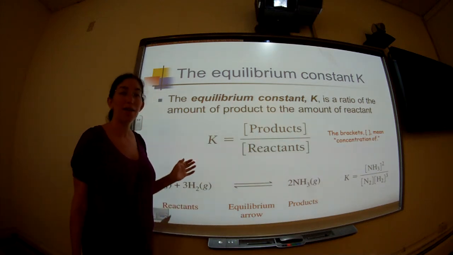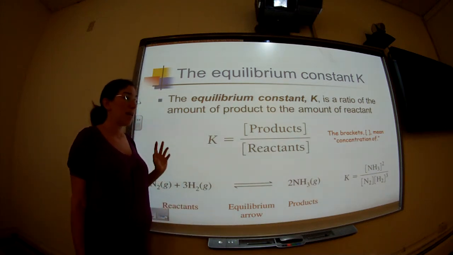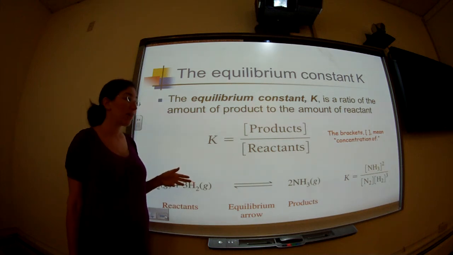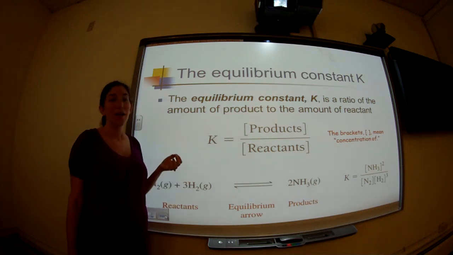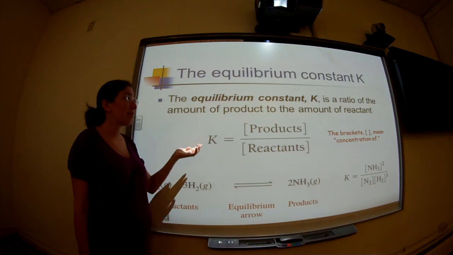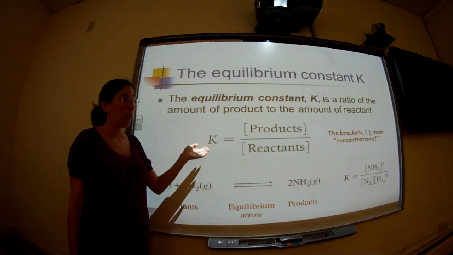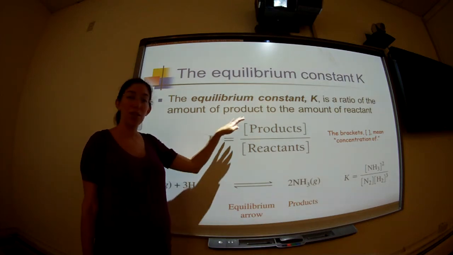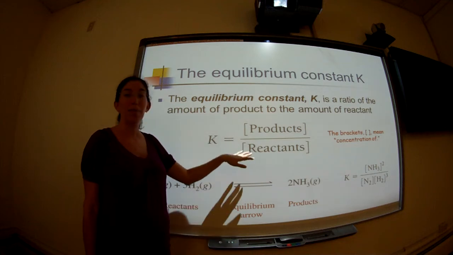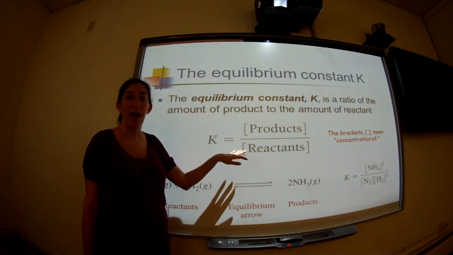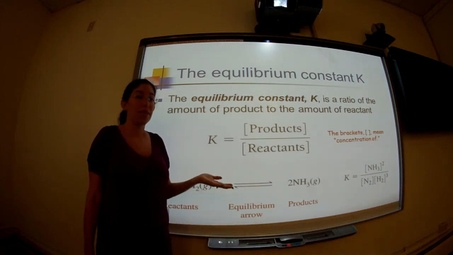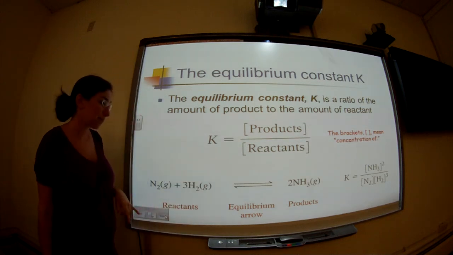So it's a mathematical formula, and it may look a little tricky, but it's actually very simple. The basic formula for the equilibrium constant, K, what we call it, is the concentration of the products divided by the concentration of the reactants. That's the basics of it, okay?